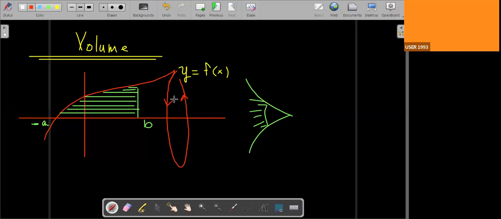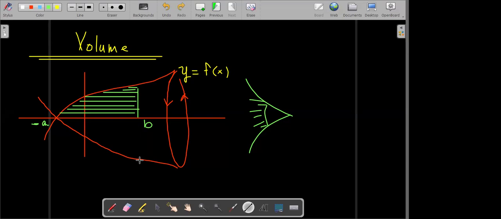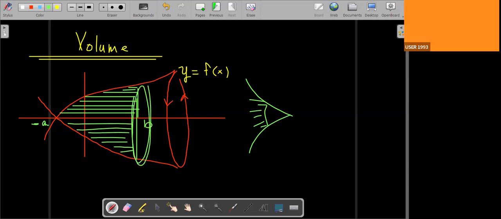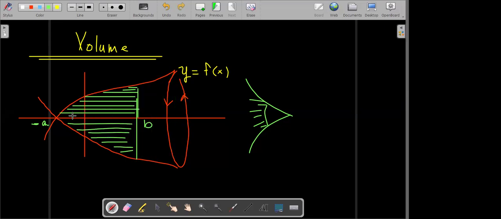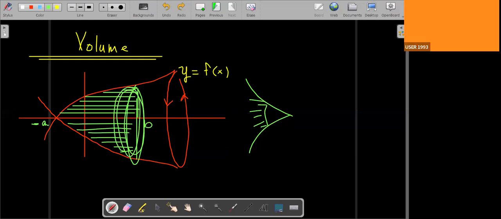A volume is generated. Something like this. I mean, a volume is generated because of the rotation. Can you imagine that? Because we just keep rotating it through 2 pi radians. 2 pi radians means one complete round. Can you imagine the 3D shapes? What's going on? A volume will be generated.